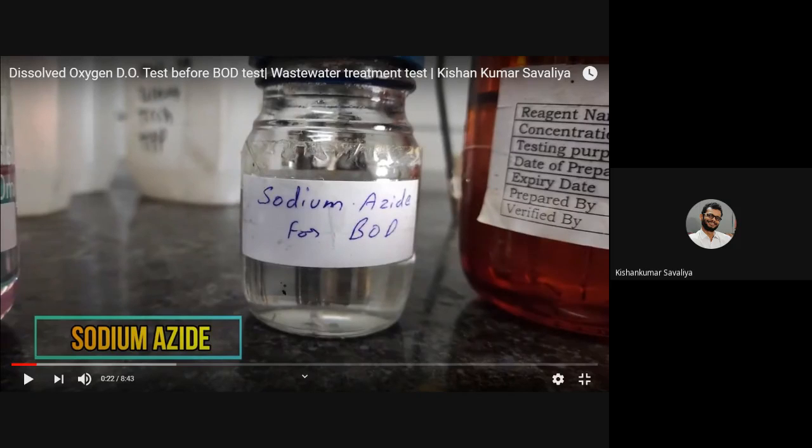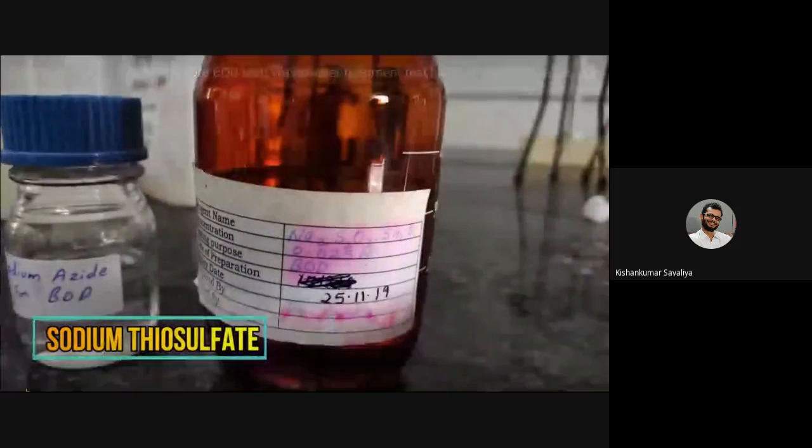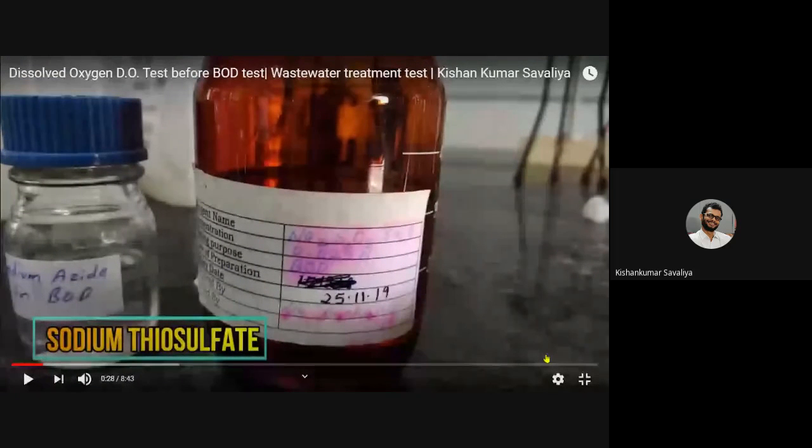So this is the third one. This is the sodium thiosulfate. You need to write down the spelling. You can take a screenshot of this also. Sodium thiosulfate, the formula for that is Na2S2O3 into 5H2O. So it is already written on the bottle itself. You can see I am moving the cursor over here. Okay. So this is for our testing purpose.